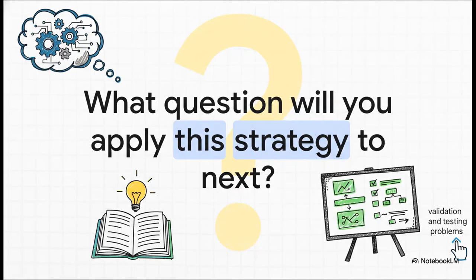So there you have it, a complete takedown of a 7-mark question, showing you not just what the answer is, but why it's the right answer. You now have a really powerful strategy to tackle any validation and testing problem you face. The only question left is, what question are you going to apply this to next?